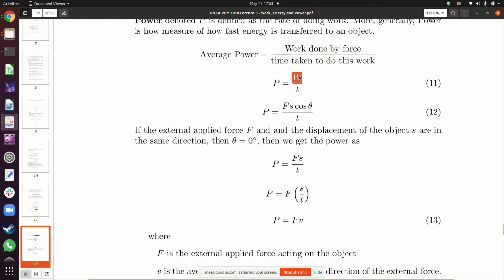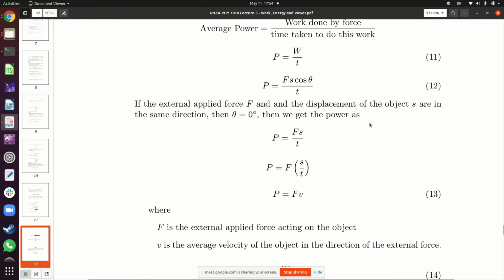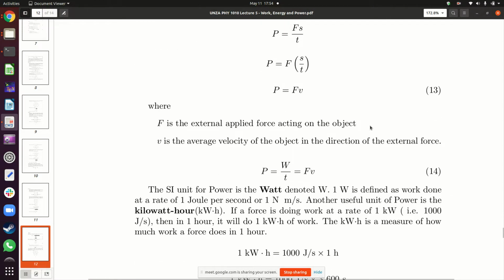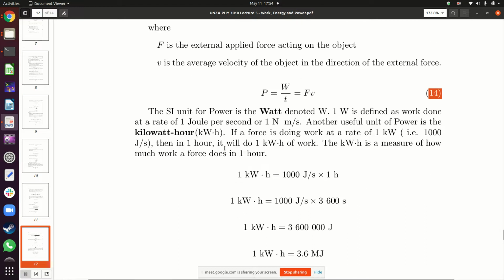Either you find out the work, then you divide the work by the time, or you multiply the force times the average velocity. Equation 13 and equation 11 give you two ways in which you can work out the power, and that's what's shown in equation 14 here. So power is equal to the work divided by time. Basically, it's a measure of how fast you are doing work, and you can get that by multiplying your applied force times your average velocity. Any questions on that bit?